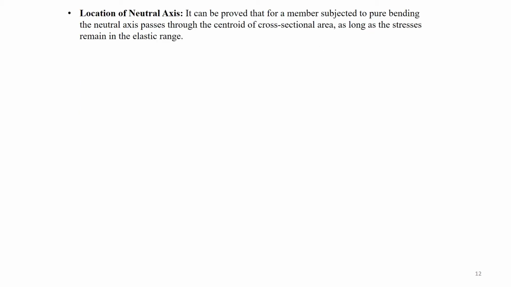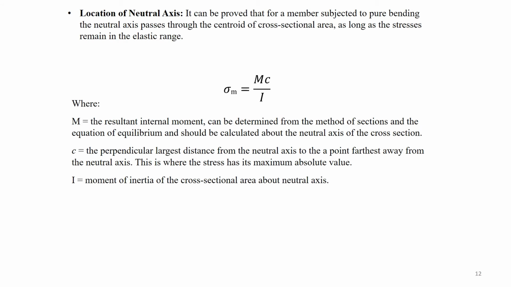Location of neutral axis. It can be proved that for a member subjected to pure bending, the neutral axis passes through the centroid of the cross-sectional area, as long as the stresses remain in the elastic range. In order to determine the maximum normal stress, sigma m, in the member, the following formula can be used. Sigma m equals M times c by I, where M equals the resultant internal moment, which can be determined from the method of sections and the equation of equilibrium and should be calculated about the neutral axis of the cross section. c equals the perpendicular largest distance from the neutral axis to the point farthest away from the neutral axis. This is where the stress has its maximum absolute value. I equals the moment of inertia of the cross-sectional area about the neutral axis.